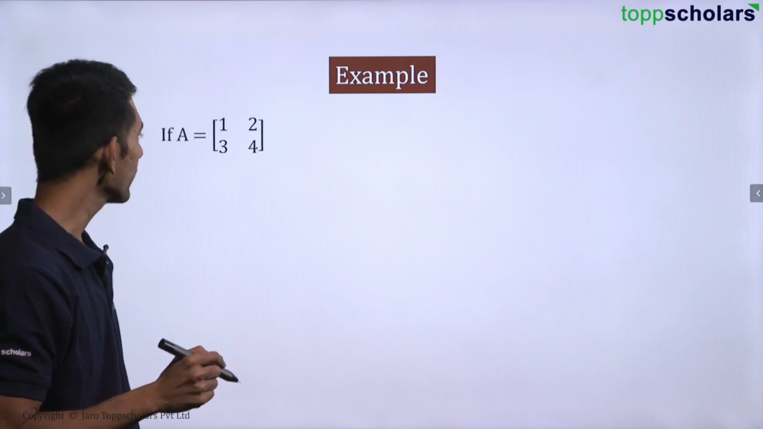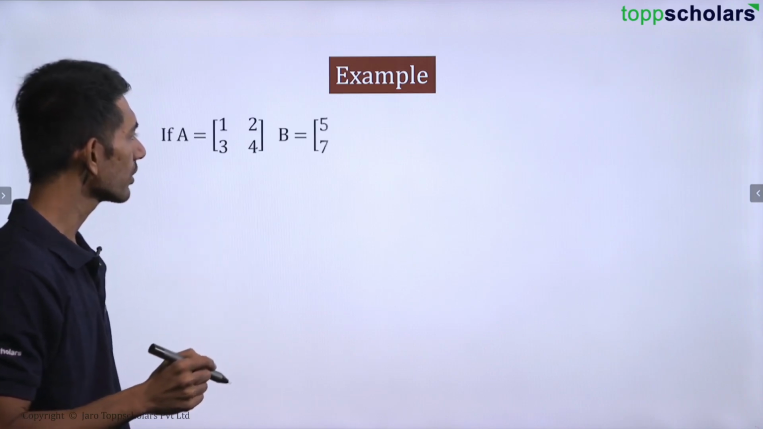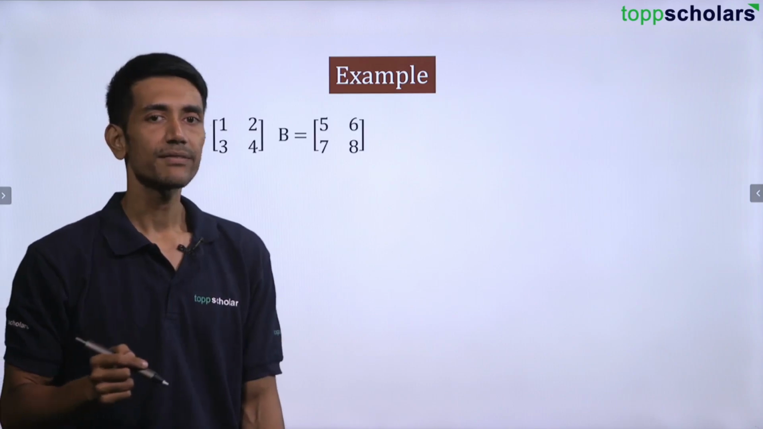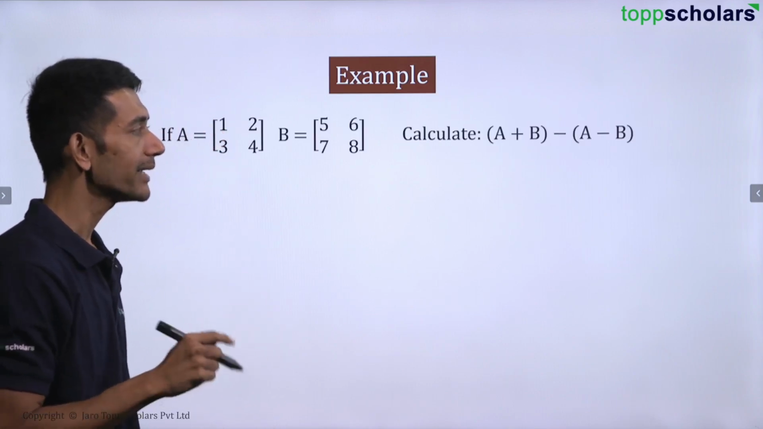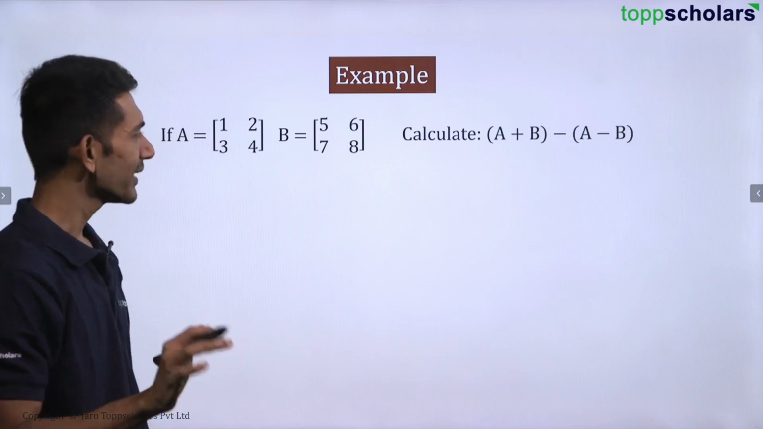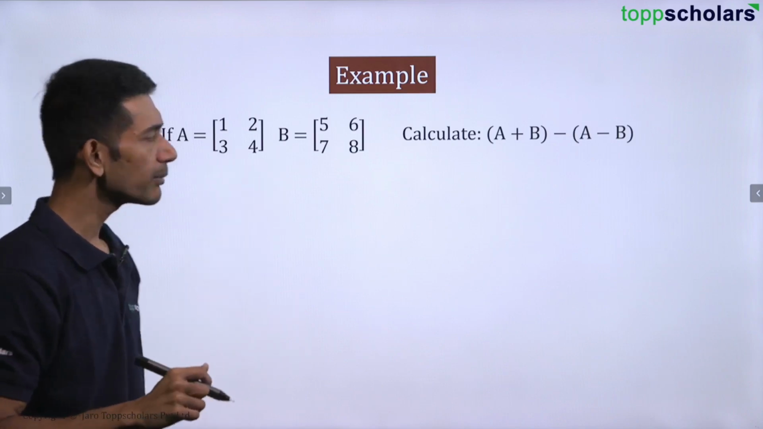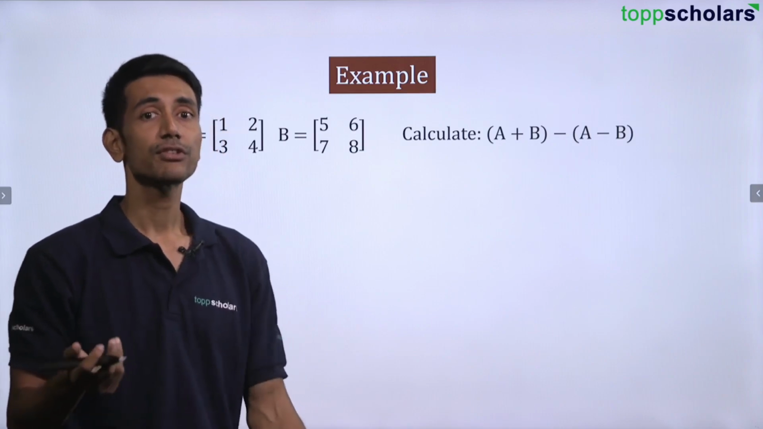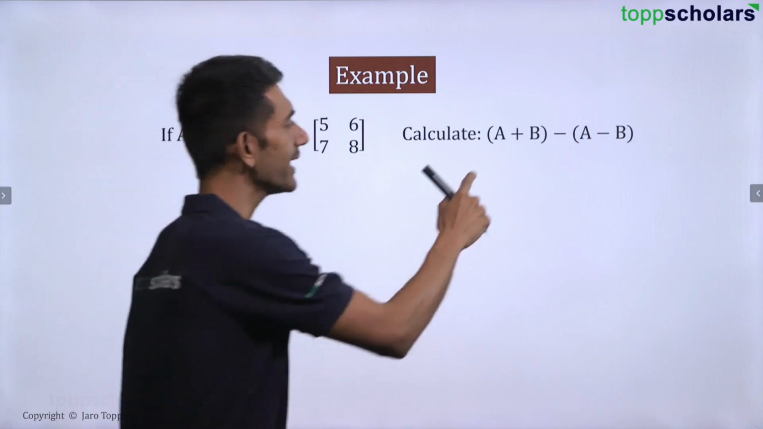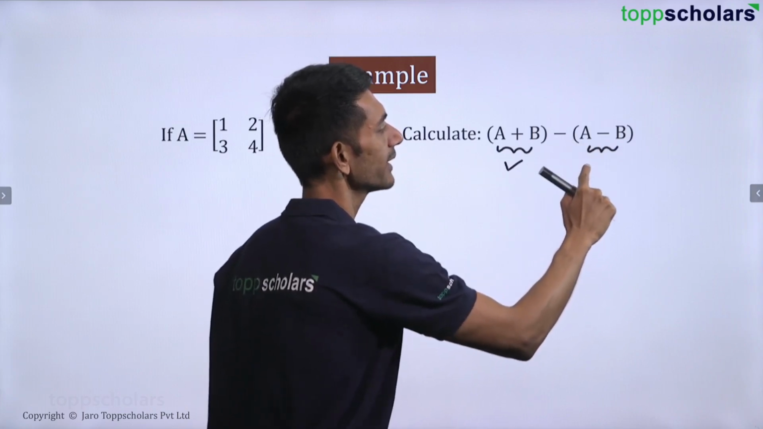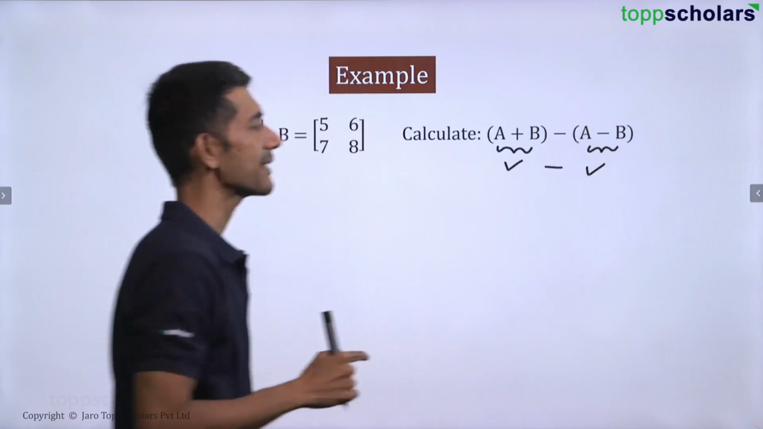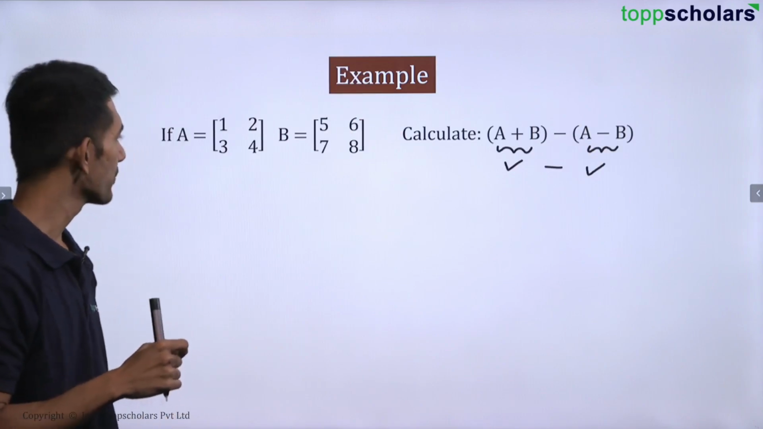Now let us see an example. So if A is 1, 2, 3, 4 and B is 5, 6, 7, 8, calculate A plus B minus A minus B. It's very simple. Firstly, addition is possible because both the matrices have the same order. So we will find A plus B, get the answer, we'll find A minus B, get the answer, and then subtract them, right? So that's what we are going to do.